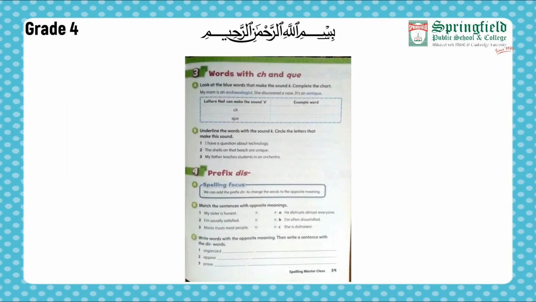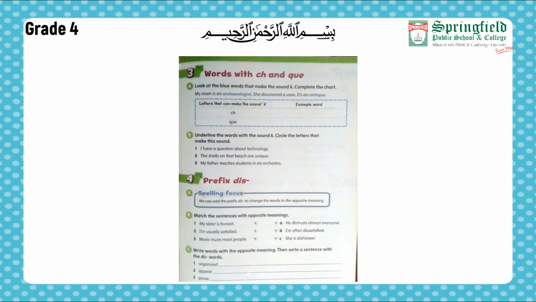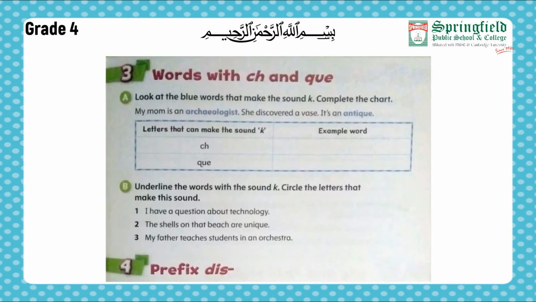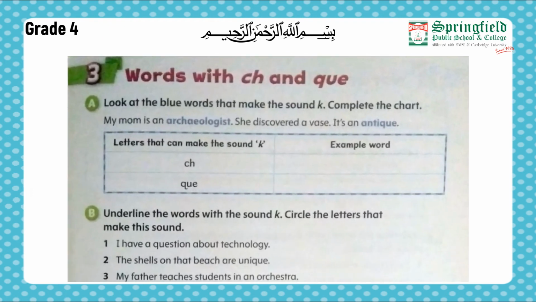Alright, now let's move towards our page 59. 3. Words with CH and QUE. Now how do we pronounce these words? Look at the blue words that make the sound K. Complete the chart. Before we read these words, let's have a talk about letter CH. The usual sound of this letter is ch, right? And the QUE is Q. But sometimes CH gives the sound of K as well, and so does QUE. So here we are going to focus on the sound of K.